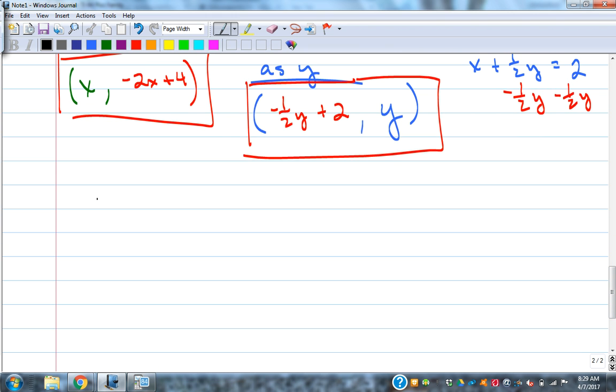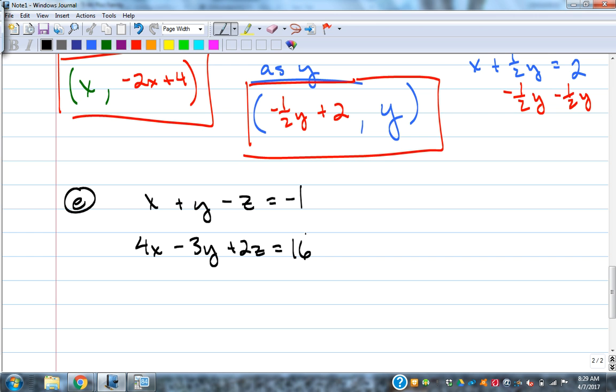Let's look at x plus y minus z equals negative 1. 4x minus 3y plus 2z equals 16. 2x minus 2y minus 3z equals 5.